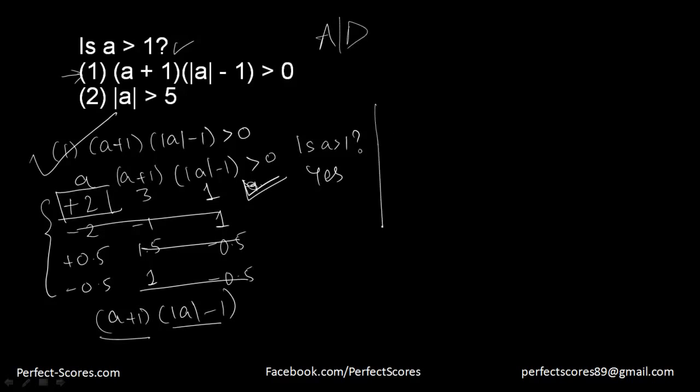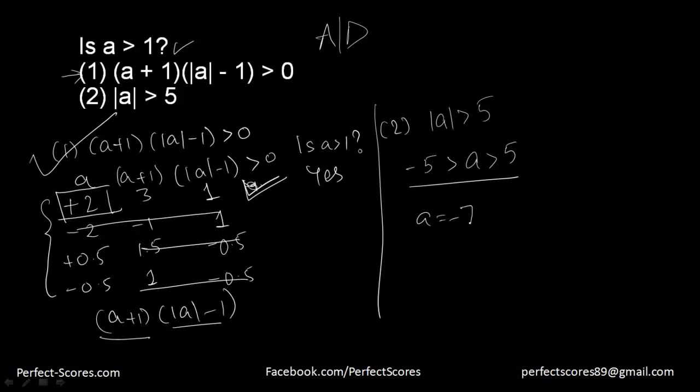My eeny meeny miny mo, that is flipping a coin, goes to 50%. Right? Second statement says that modulus of a is greater than 5, which actually says that a can be greater than 5 or it can be less than minus 5, right? So a can be minus 7 as well, and a can be 7 as well, which is actually giving me a no, and which is actually giving me a yes when I go back and check whether it's a greater than 1. Hence this is not sufficient. Hence my answer is option A.